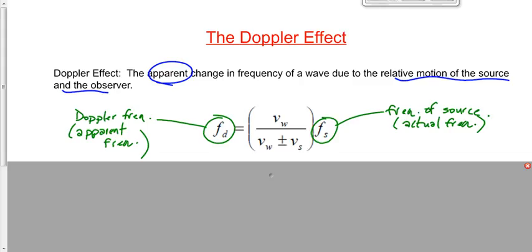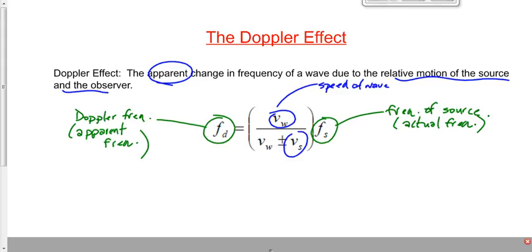Now this is where it starts getting really confusing. vw is the speed of the wave. Now usually that wave is sound, but not always. It's the speed of whatever wave it is that's causing the Doppler effect to occur. Whereas vs, that's the speed of the source.